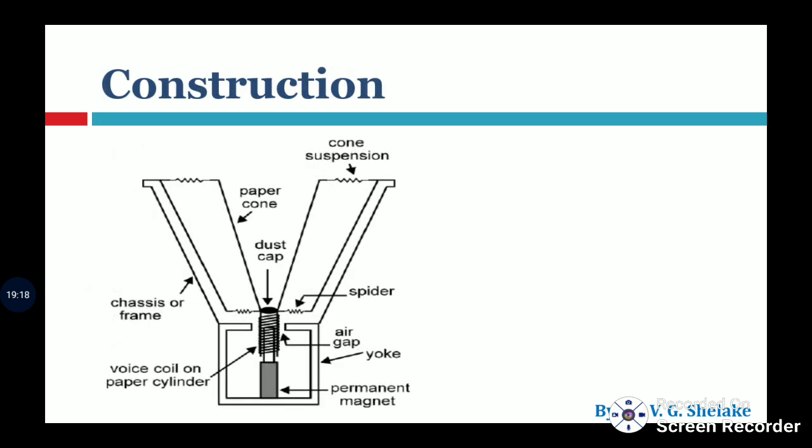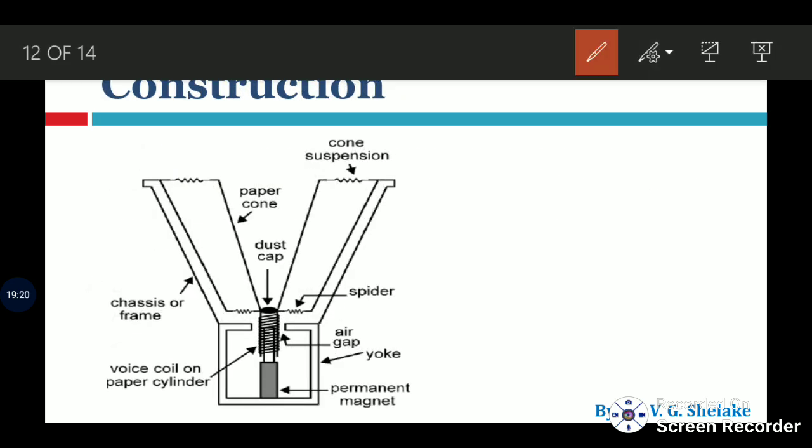This is the simple construction of a loudspeaker. Here, this is a permanent magnet, a strong permanent magnet. And this is a soft iron pole. And there is an air gap, and in this air gap a coil is suspended.